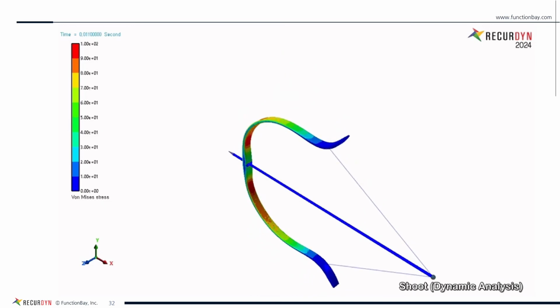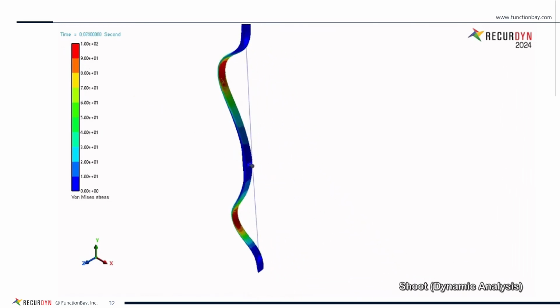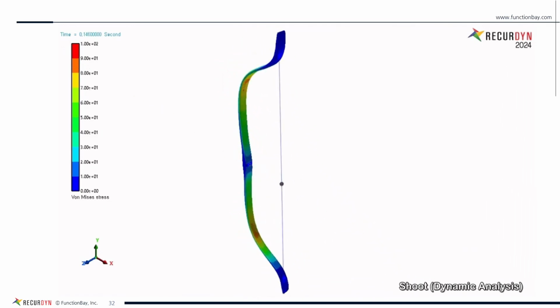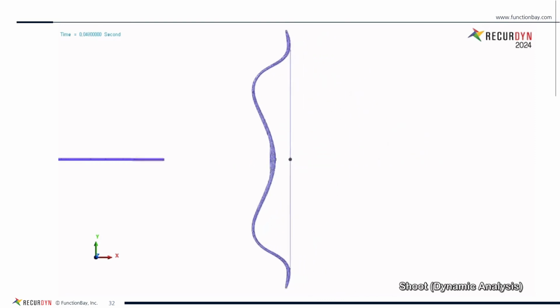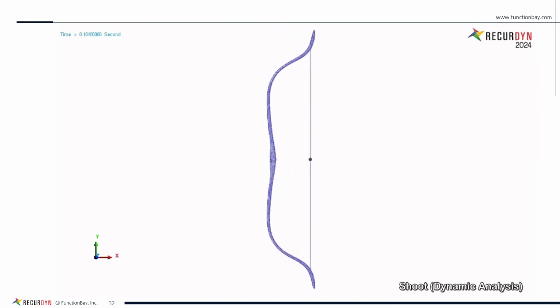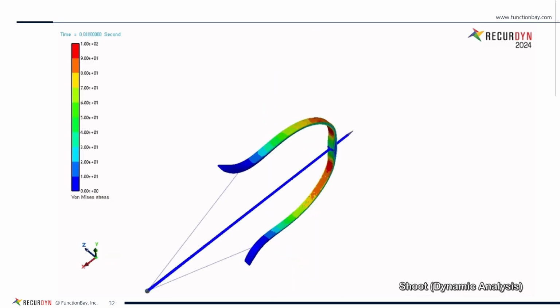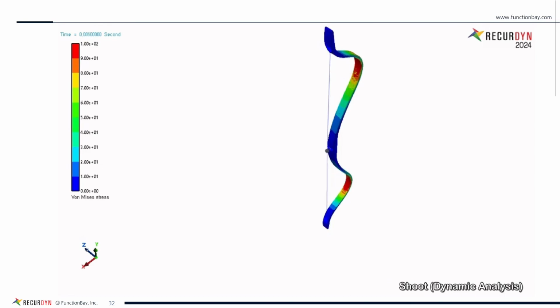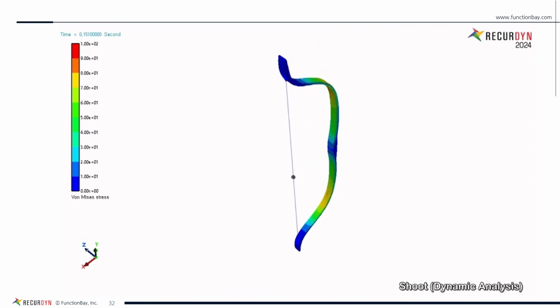Its unique shape allows it to push the arrow all the way through, maximizing the conversion of elastic energy into kinetic energy. Without the F-flex static analysis feature, simulating such a model would have been extremely challenging. However, with RecurDyn's system-level static analysis capability, creating and simulating this type of model becomes remarkably easy.